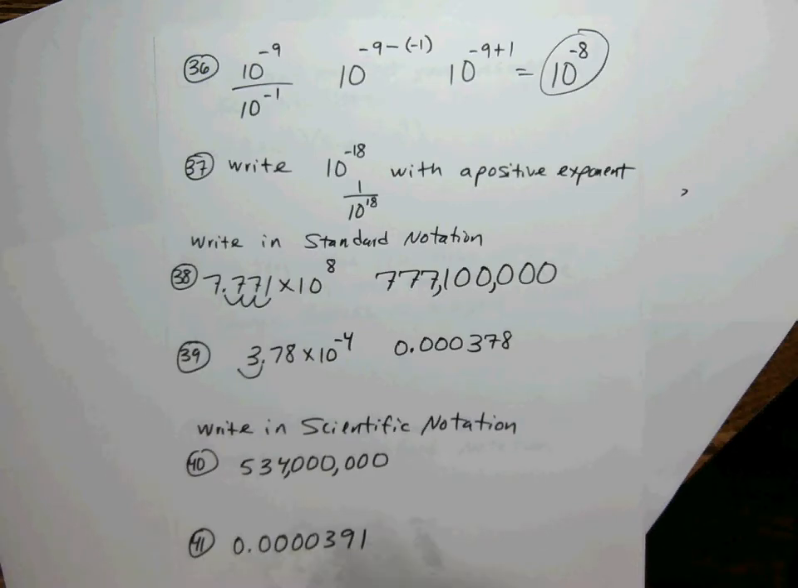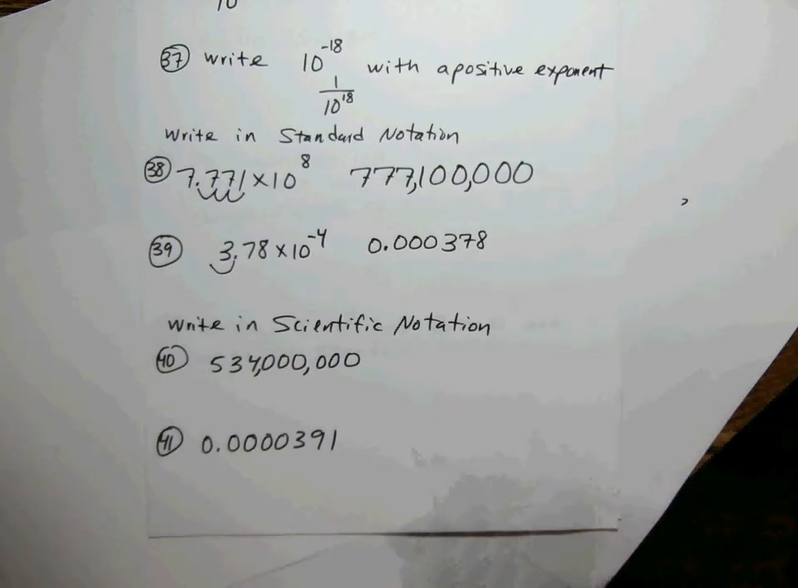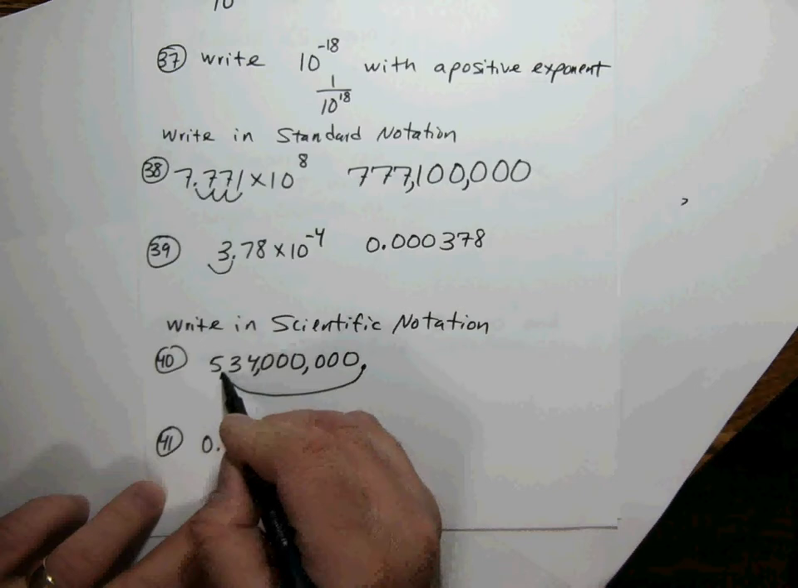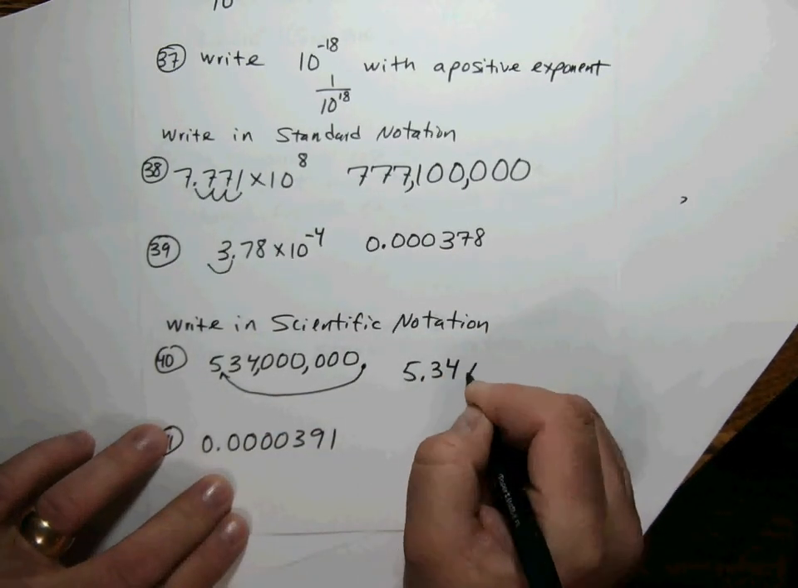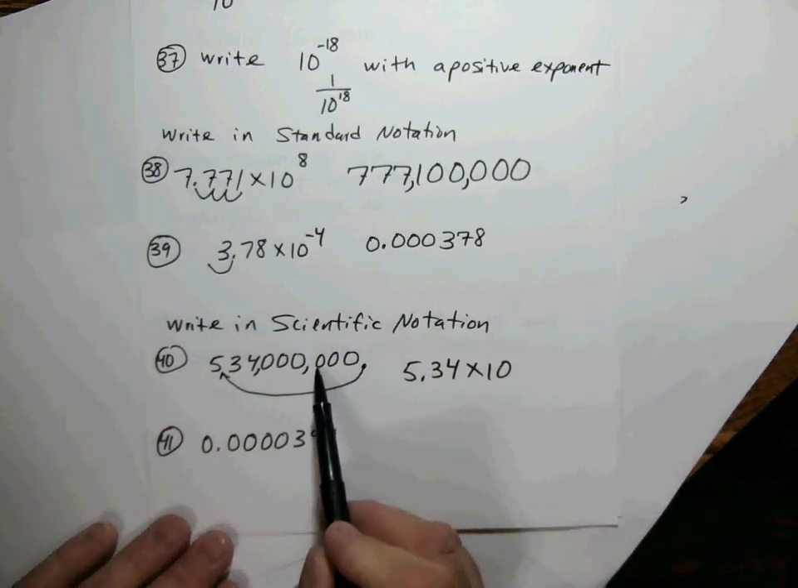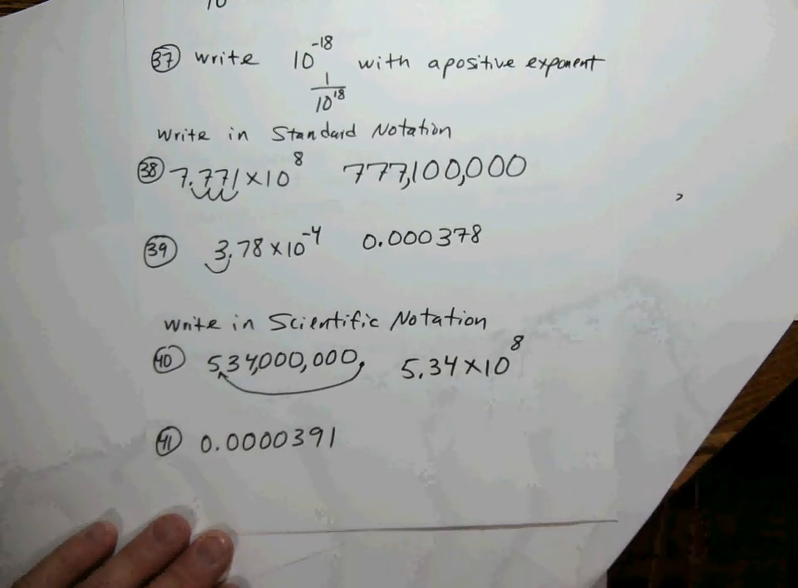Okay, to go into scientific notation, when we have the standard notation, now it's kind of the reverse procedure. The decimal's here, but I want to put it there. So I want 5.34 times 10 to some exponent. Well, how many decimal shifts did we have there? 1, 2, 3, 4, 5, 6, 7, 8. 10 to the 8th.